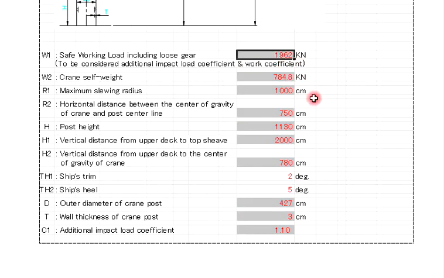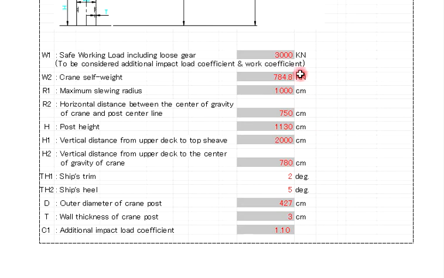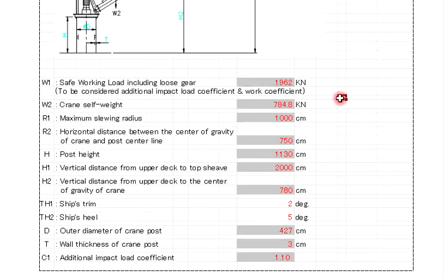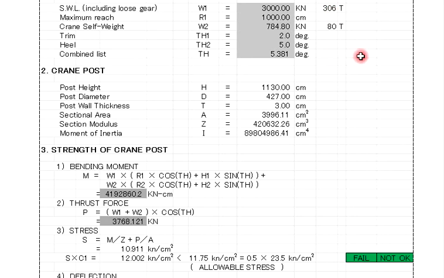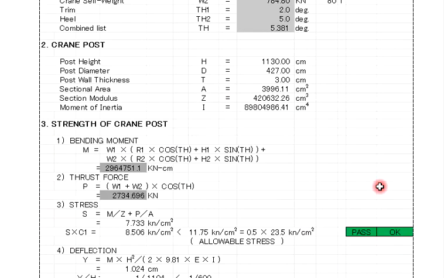So let's say here you put the safety working load, maybe you put here 3000, and this one also becomes fail, not okay. So you have to reduce the weight, 1962. Okay, so just now I put here 3000. This one becomes 360 ton. See, 360 ton, but this one is a fail. So you have to reduce the weight, and then it becomes pass.